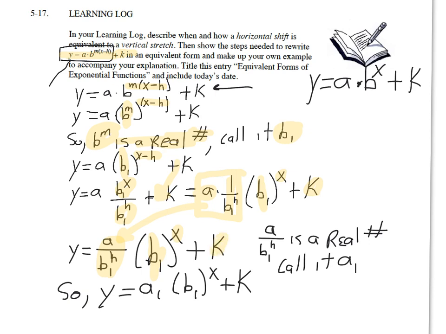But we know that if you take a real number a and you divide it by a real number raised to a real number, you're going to get a real number. Let's call that real number a sub 1. So now I have a sub 1 times b sub 1 raised to the x plus k, which is exactly what we were trying to do. That's an equivalent form. Any of these throughout here is basically an equivalent form of our original statement.